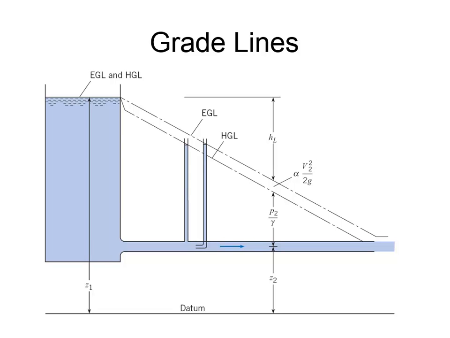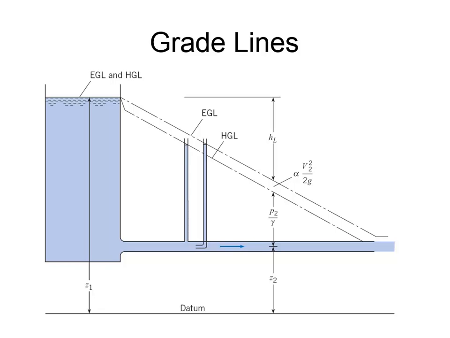Now, the slope of the line represents how quickly energy is being lost to pipe friction. And so if we had a pipe that was smaller diameter, if we were losing energy more rapidly, then that line would be steeper. If the line is very flat, that means that you're not losing very much energy through the pipe.